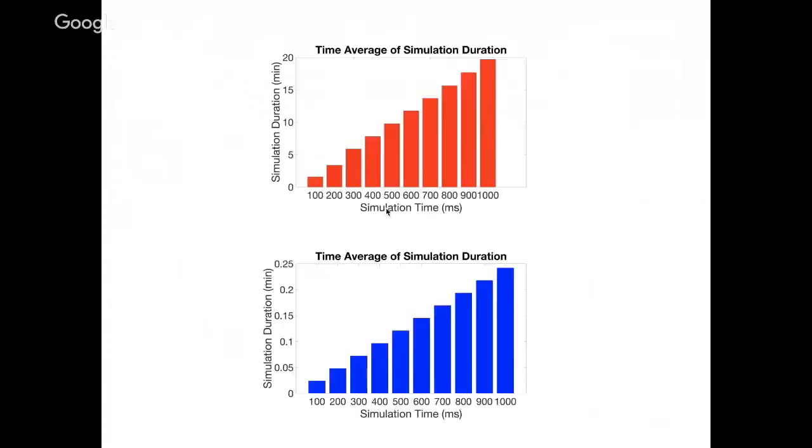And this is also really great because then we can look at the time average of the simulation duration. So for the compressed model, when you ran a simulation of it for 1,000 milliseconds, or 1 second, it took about 20 minutes. But when we did it for 1,000 milliseconds for this simplified single-node model, it only took half a minute, essentially. And this is great because now we have a quicker way to figure out what the qualitative behavior looks like for a single neuron.